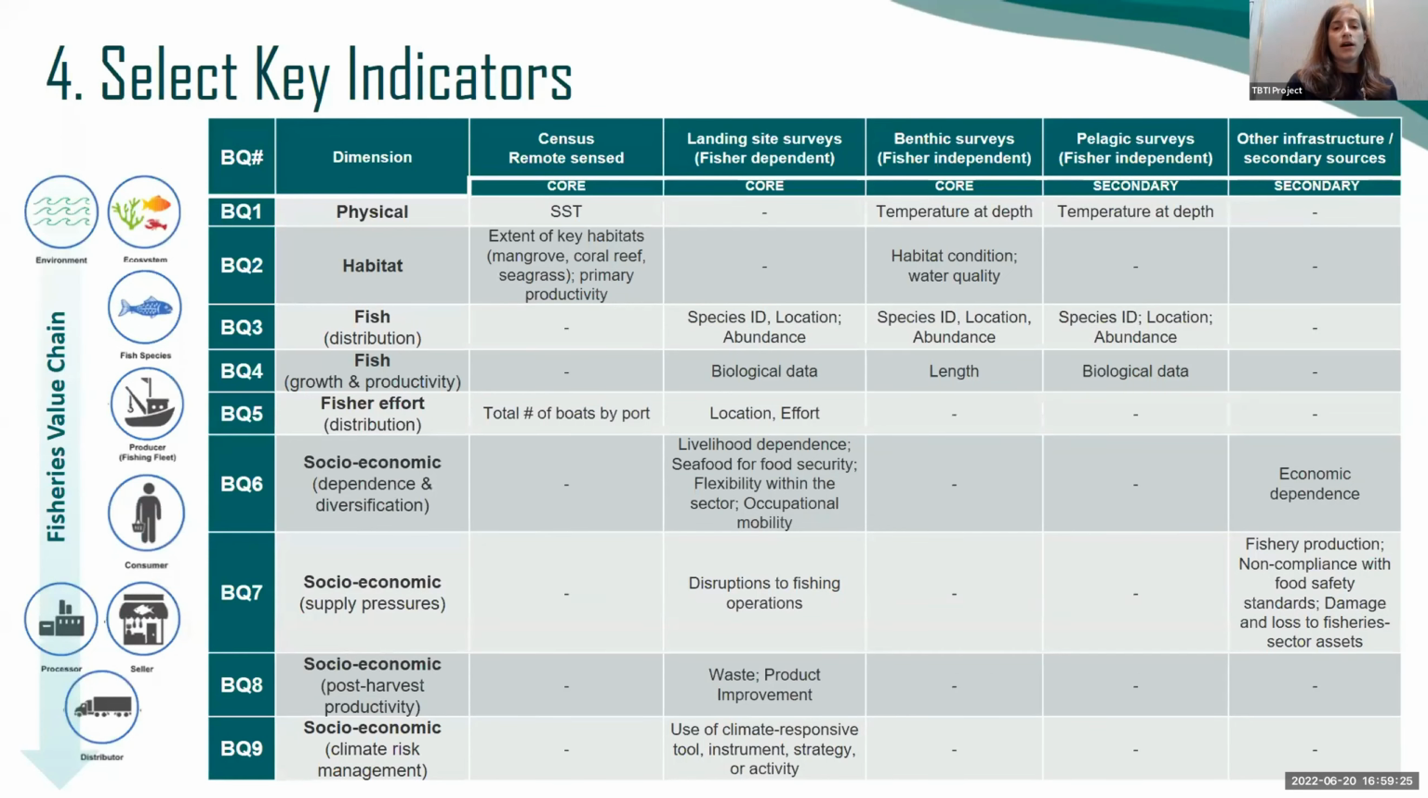And so this work yielded 26 different indicators across a few different kinds of sampling designs that I'll speak to in a moment. And these spanned all of the stages of the fisheries value chain in a way that is simple and focused and will help us to answer the questions managers are interested in.